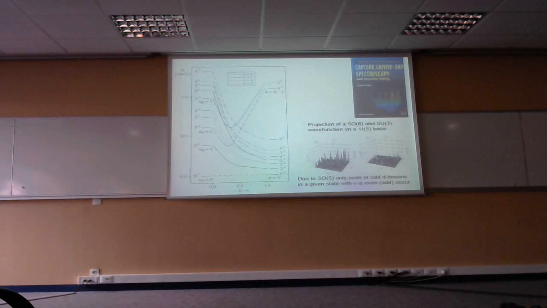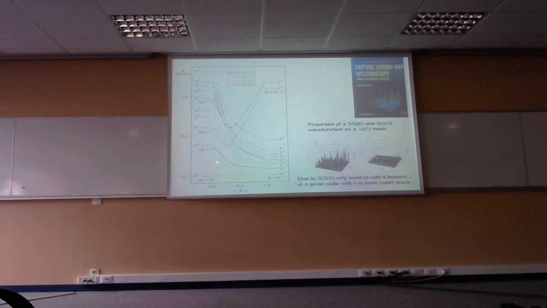So, next week there will be the 15th Capture Gamma Ray conference, and this is the cover of the 1993 Capture Gamma conference, and what you see here is the wave functions plotted in a U5 basis for the states. You see this kind of peaked structure, and many elements are 0, yeah, overlap, and this is a consequence of this conservation of the seniority quantum number.